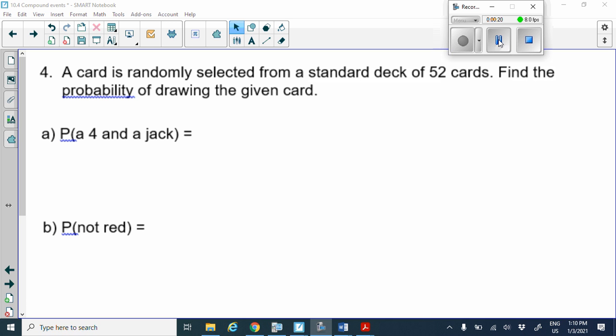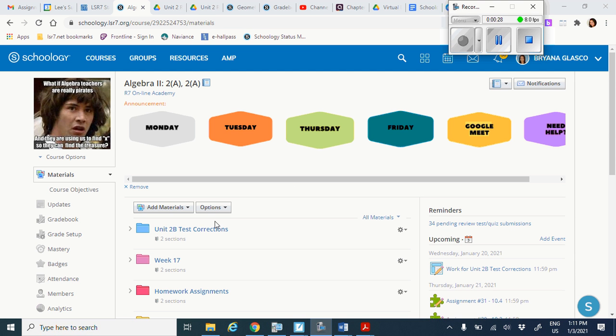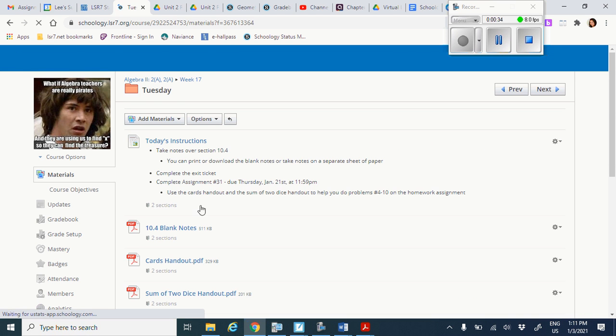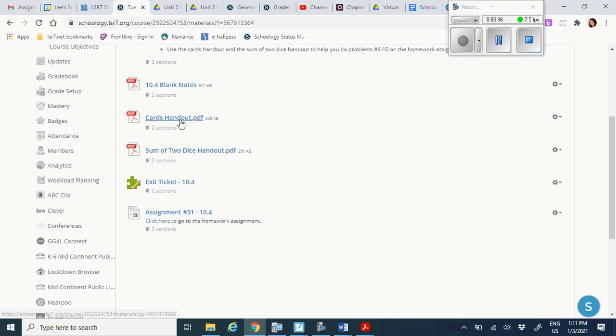Okay, so let me go ahead, or actually, this will be our Tuesday folder. So let me go ahead and show you where you can find it. If you go into Schoology, it's going to be our week 17. It's going to be our Tuesday folder. And here you'll see the cards handout and the sum of the dice. So this is really going to help you during these notes, but also during the homework assignment. So make sure you're using this.